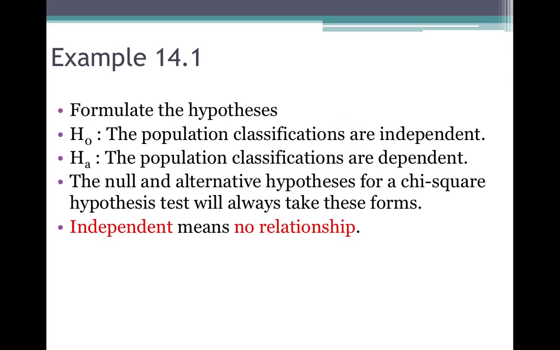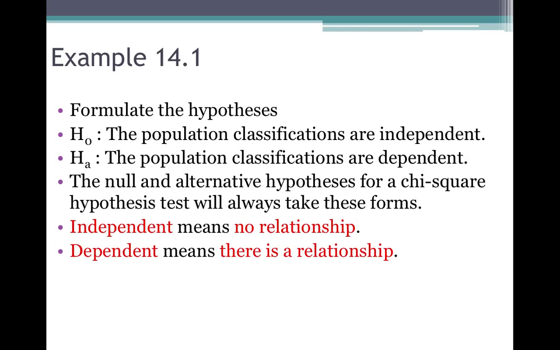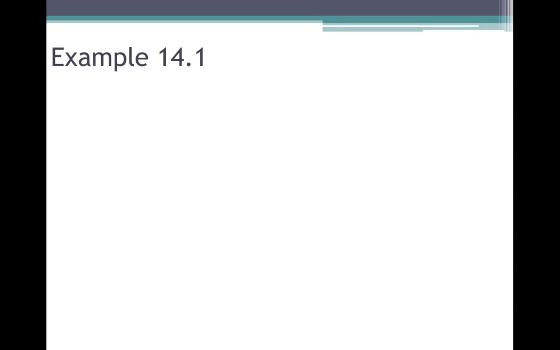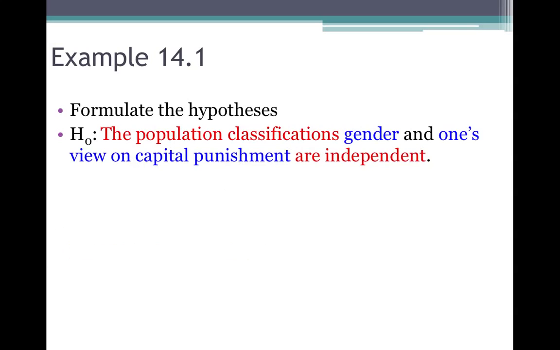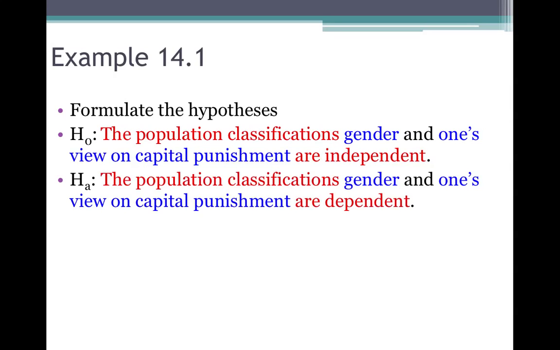Our null hypothesis makes the claim that there is no relationship between gender and one's view on capital punishment. And our alternative hypothesis is attempting to prove that there is a relationship between gender and one's view on capital punishment. So for this problem, H0: the population classifications, gender and one's view on capital punishment, are independent. And HA: the population classifications, gender and one's view on capital punishment, are dependent.